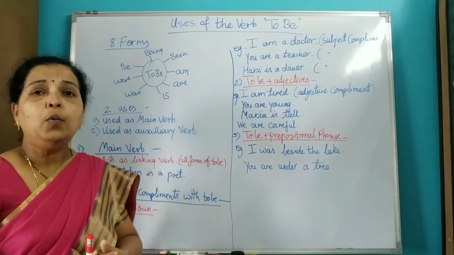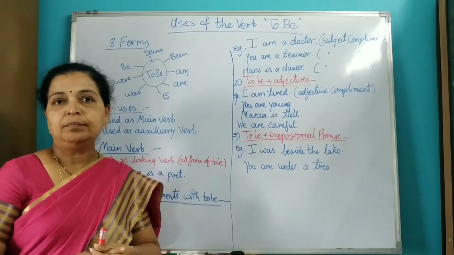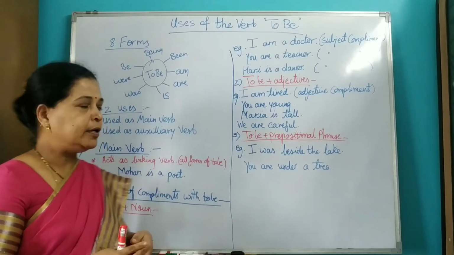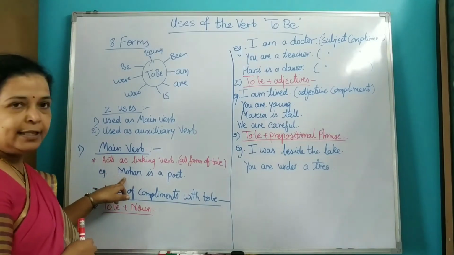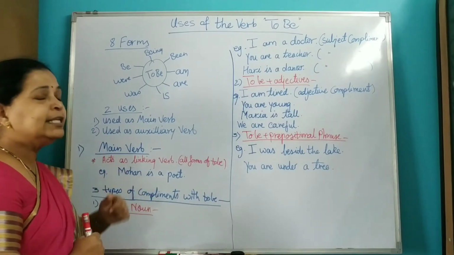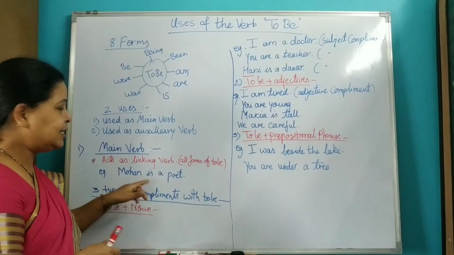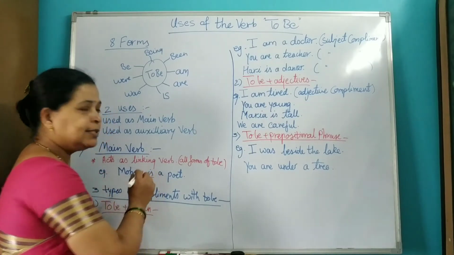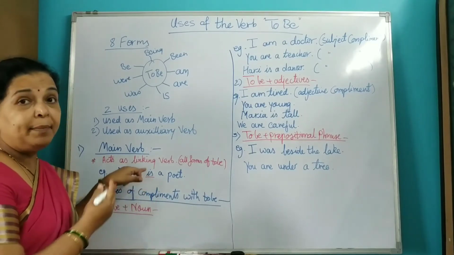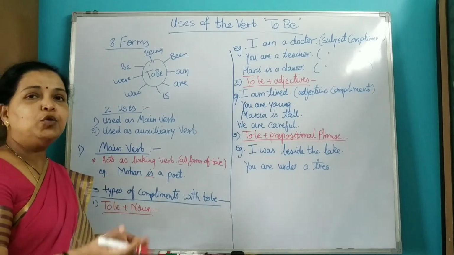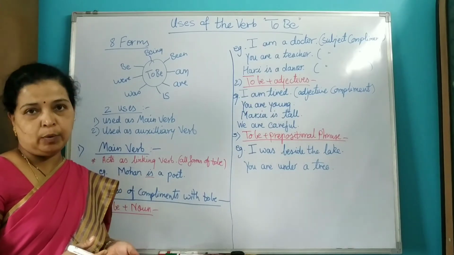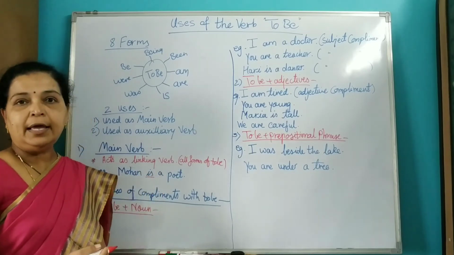Okay, when we use to be as main verb, they act as linking verbs. Okay, let's see an example so that you understand. Let's take this example. Mohan is a poet. Here in this sentence, which is the verb? Is the verb. It is the present form of the verb to be. It is the main verb, and as I told you, when to be is used as a main verb, then it acts as a linking verb. Okay. So, is a linking verb.